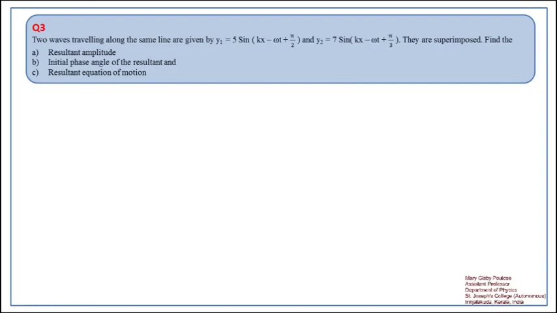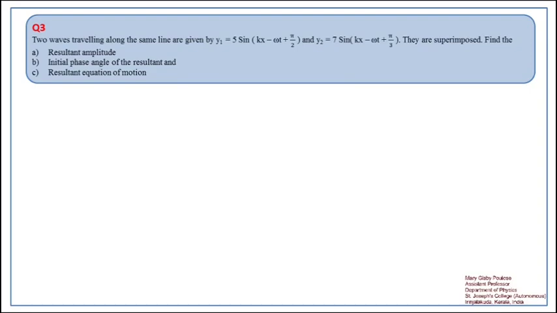Now in the next problem we have two waves traveling along the same line given by y1 is equal to 5 sine of kx minus omega t plus pi by 2 and y2 is equal to 7 sine of kx minus omega t plus pi by 3. They are superimposed. Find the resultant amplitude, initial phase angle of the resultant and resultant equation of motion. Okay, so we have two waves y1 and y2. They are superimposed. We need to find the resultant amplitude, the resultant phase and the resultant equation of motion.